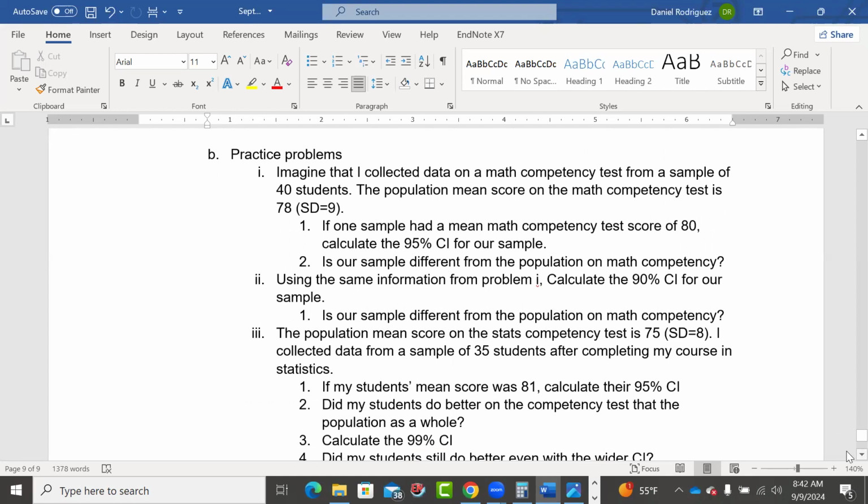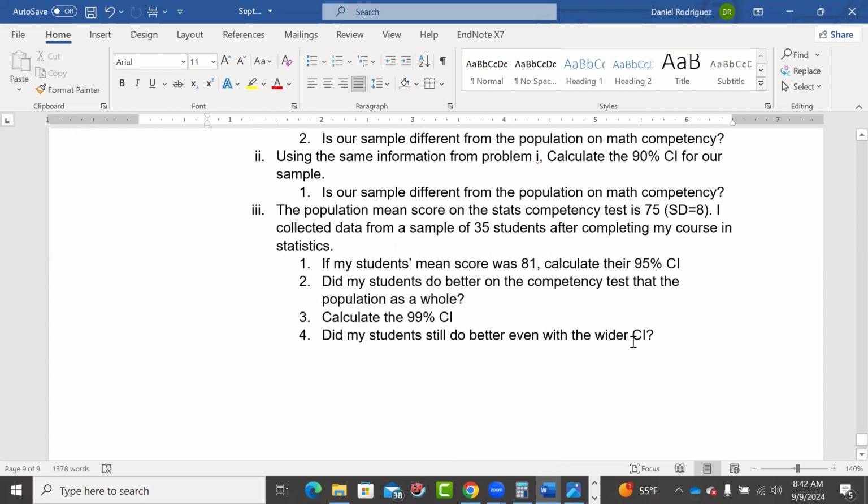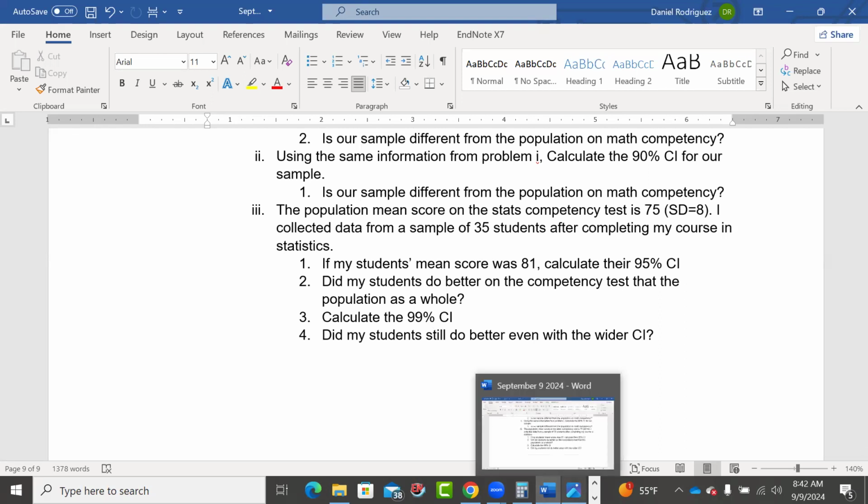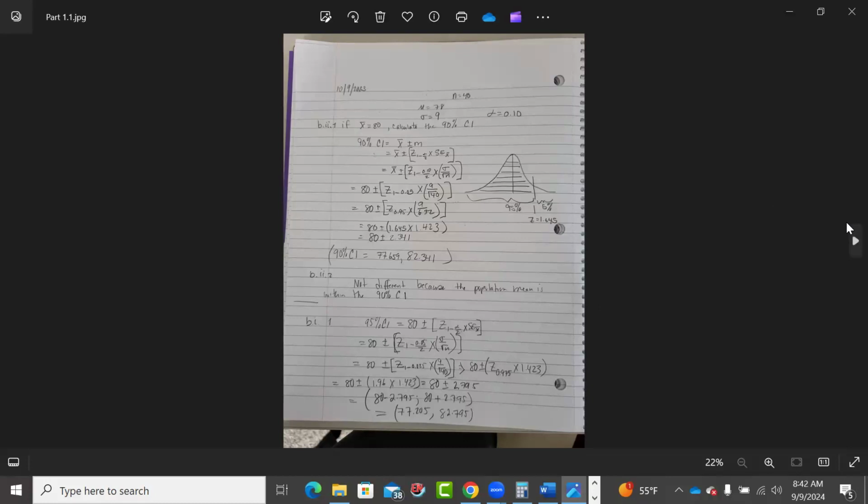Let's see, is there anything else we've got to do? There's one more problem here, and this one uses a 99% confidence interval. I'm just throwing around different ones so you can work it out. The population mean score on a stats competency test is 75 with a standard deviation of 8. These are the population values, the mu and the sigma. I collected data on a sample of 35, n equals 35, students after completing my course in statistics. If my students' mean score is 81, calculate the 95% confidence interval, and then we'll do the 99%. Okay, let's do those here. Let's go to the next page.